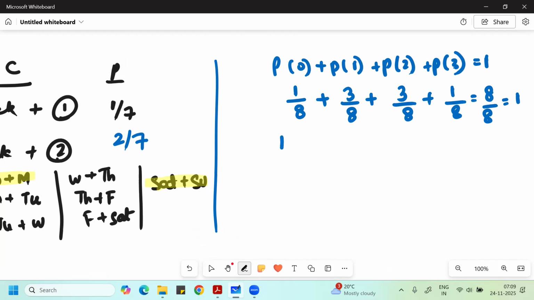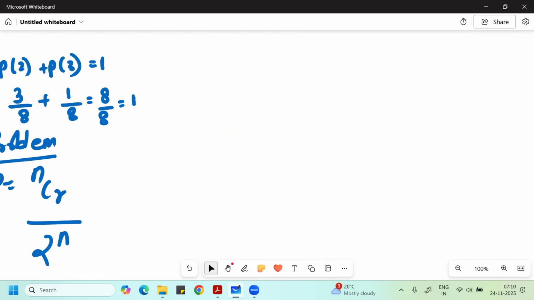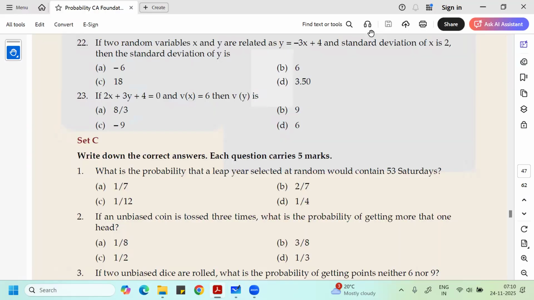And I told you for coin problem, whenever you get a coin problem, remember the formula of probability, that is nCr by 2 to the power n. Already I have discussed these things. And if you have gone through all my videos on probability, I have discussed these concepts. Okay. Then question number three.